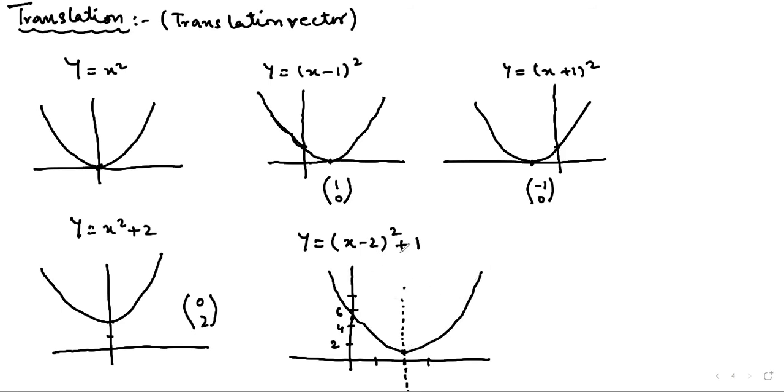And what is the translation vector of this translation? You only have to compare with the previous one. Yes, from y is equal to x square. So from this it will be 2 and minus 1. The change of y is as it is.